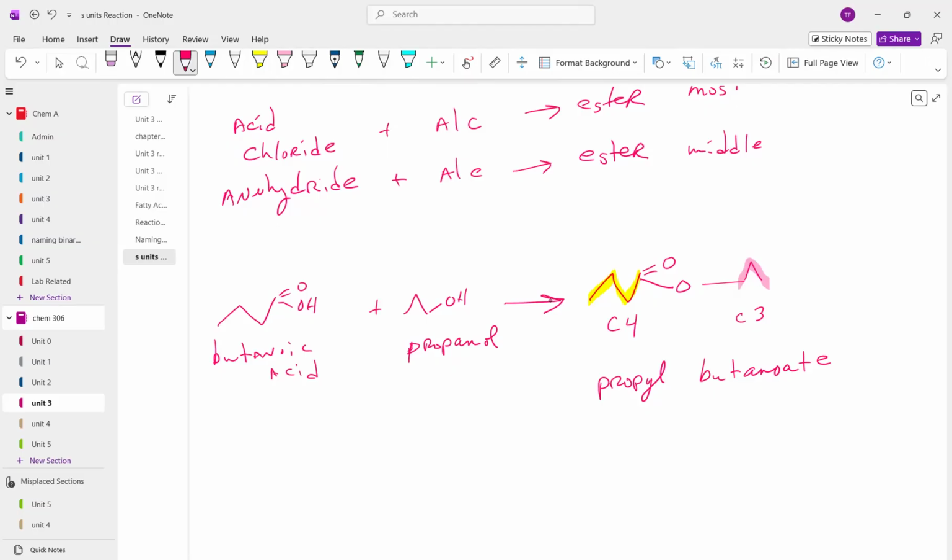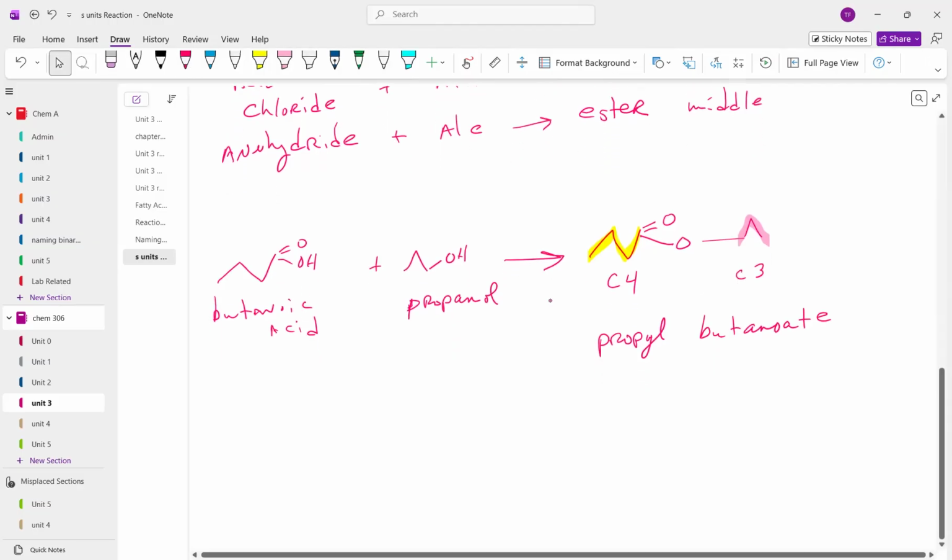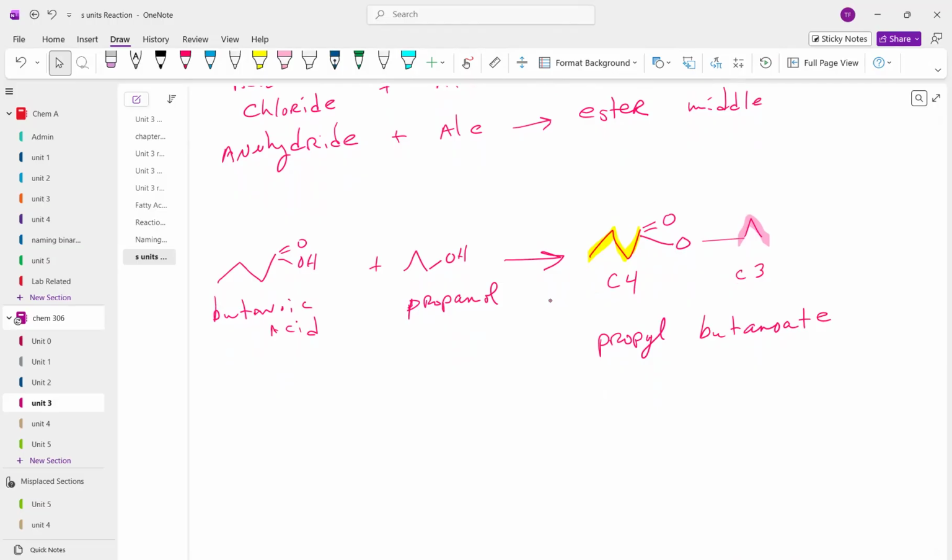All right, let's do it with the acid chloride. Now, in acid chlorides, the way we're going to do it is the common way. So we need butyl chloride. Butyl chloride plus the alcohol.